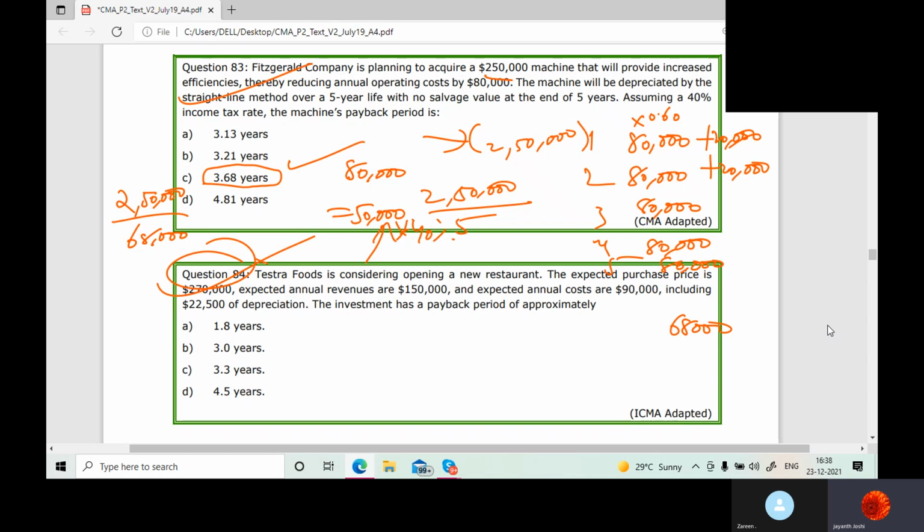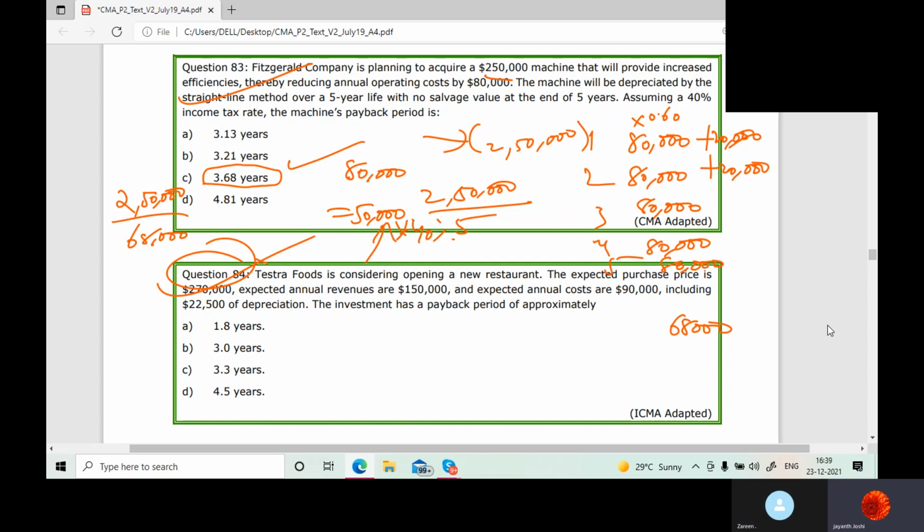Okay, so they have given 1450, so we have to remember 2001 and 1450. I think 2,70,000 is the purchase price. That is the investment. Revenues are 150. Expected annual cost is 90. So 150 minus 90, the net cash inflow would be 60. Correct?